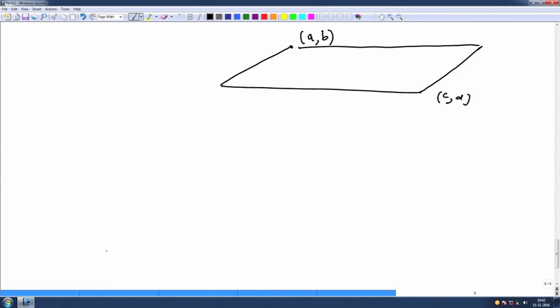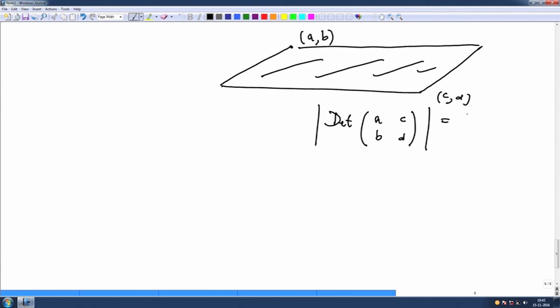This is a parallelogram, and what is its volume? The volume requires computing the determinant. I write these as the column A, B, and these as the column C, D, take the determinant of this matrix and take the mod sign. So, this is obviously mod of AD minus BC.